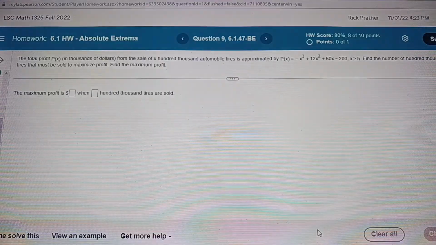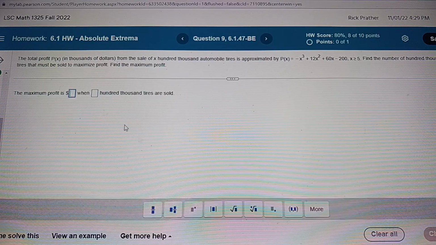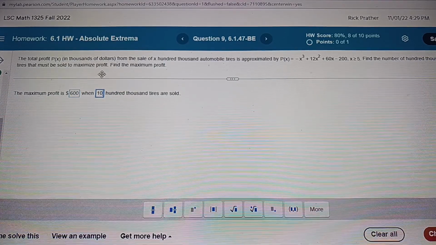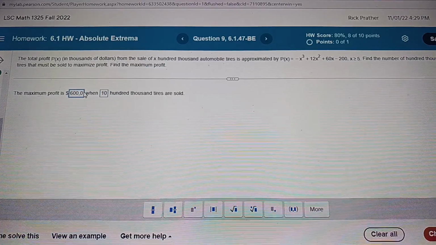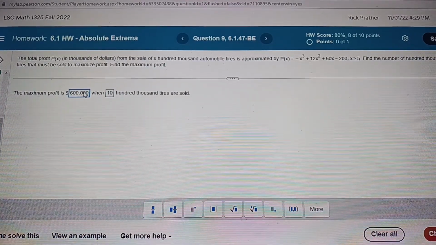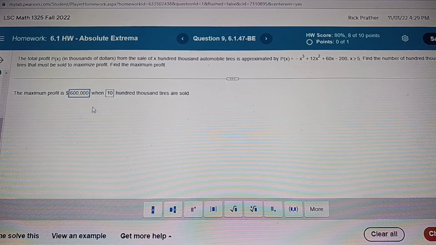So there's an absolute maximum of 600, although maybe that's in some kind of units I'll have to adjust for, when I sell 100,000 tires. So X is the 100,000 tires. Profit is in thousands of dollars, so I actually need 600,000 apparently, since the units are in thousands of dollars. So they'll maximize their profits of $600,000 if they sell 100,000 tires.